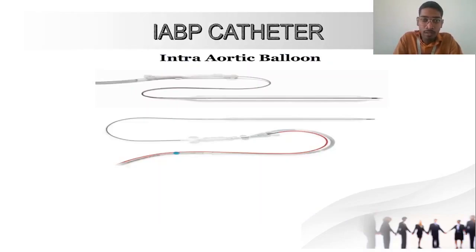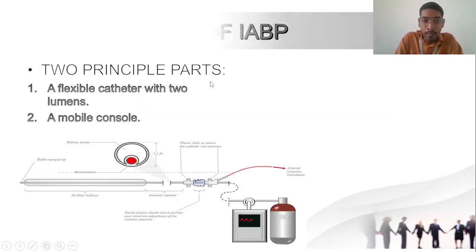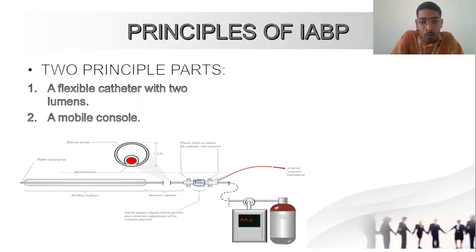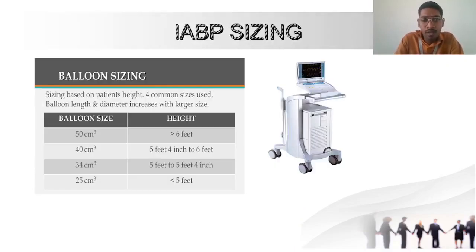This is the intra-aortic balloon catheter, a catheter where we can inflate and deflate the balloon. These are the two principal parts of this procedure: a mobile console and a flexible catheter with two lumens. The balloon size varies based on the patient's height, age, and body structure, so based on the patient we choose the catheter and balloon size.